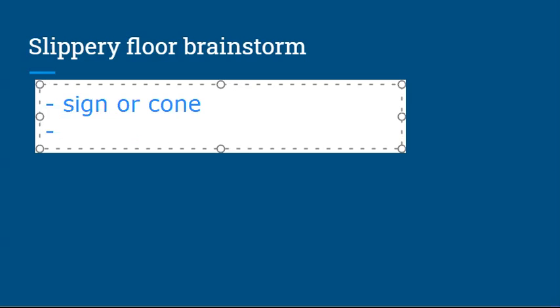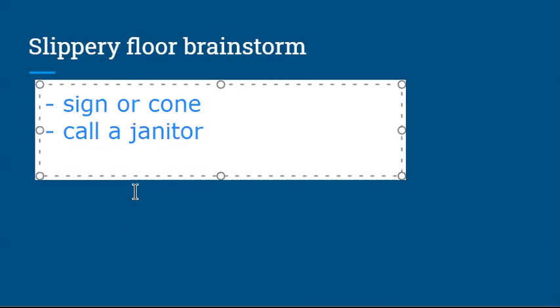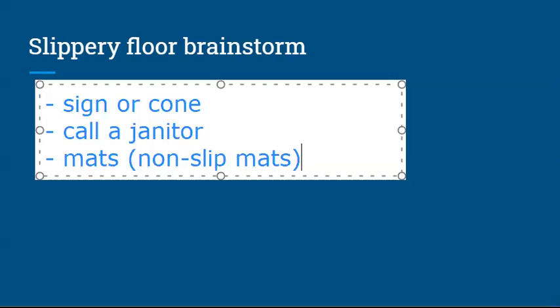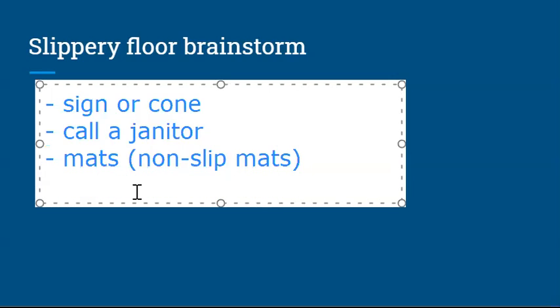Another option might be to call a janitor to come and clean up the mess or clean up the spill. Sometimes I know when I worked in a restaurant, we had these mats that had holes in them. So, non-slip mats. That might be an option. Yeah, and then if it's something that's happening often, that's part of that work area, people might even choose to wear non-slip shoes that have a good grip. Sure, absolutely.